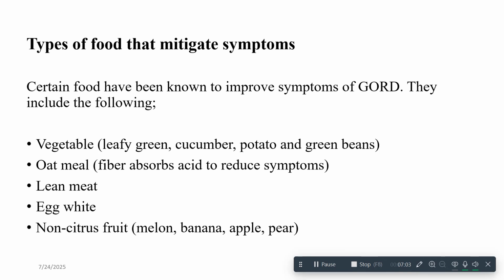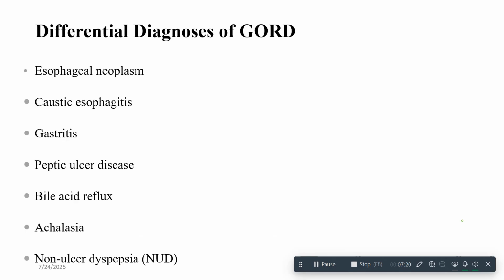Then the other food that can mitigate symptoms. These are certain foods that have been known to improve GERD, and they include vegetables like leafy greens, cucumber, and oatmeal. The fiber helps to absorb the acid, which reduces the symptoms. Also lean meat, egg white, and non-citrus food.